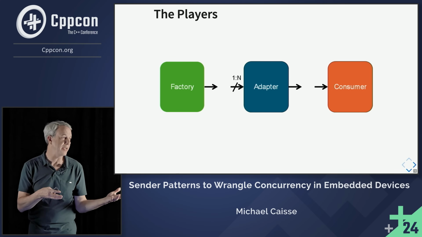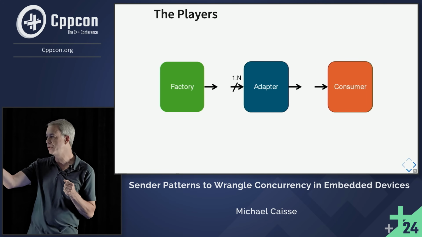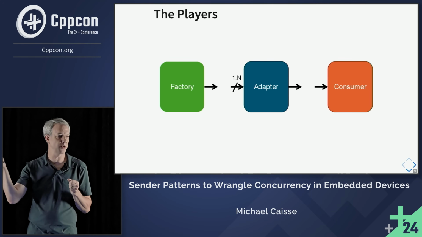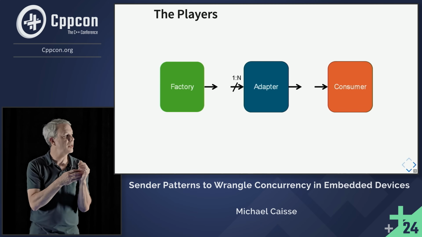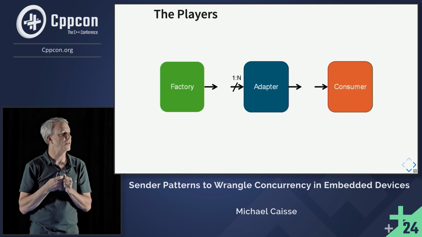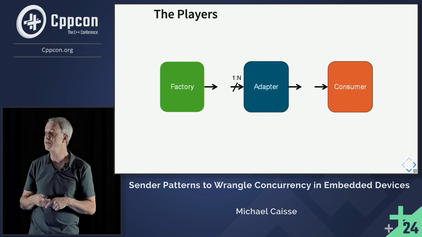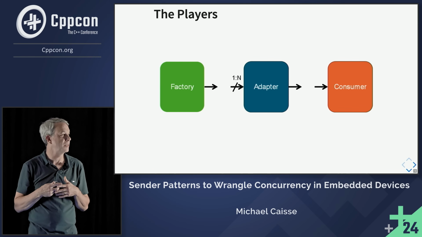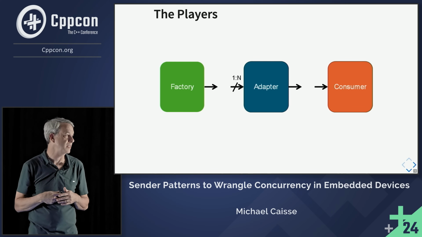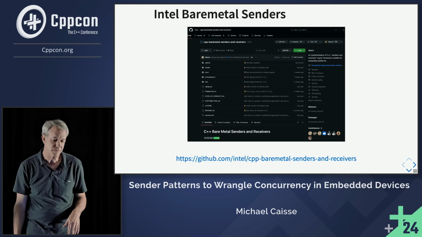There are three players inside of this process. The factory will produce a sender. So factories produce senders. Adapters take senders and make a sender. They adapt the senders that they take in to a new sender type. And then there are consumers. They don't make senders, they just consume senders. And in our example in the previous slide, the factory-looking thing is a consumer.